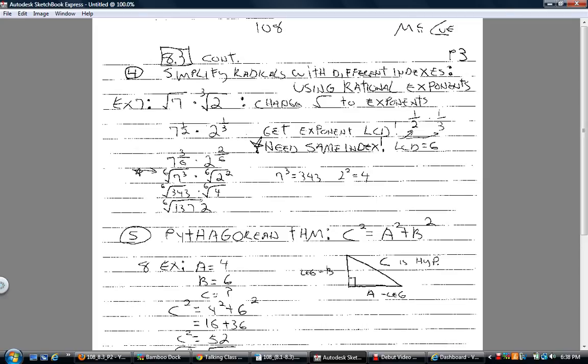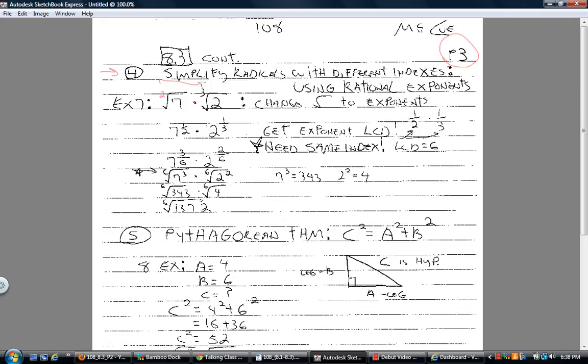I'm going to take care of page 3. And we're going to start off with objective 4. Now our challenge is this: what are you going to do if they ask you to multiply and the index numbers are not the same? The square root of 7 times the cube root of 2. Not the same. What are you supposed to do?